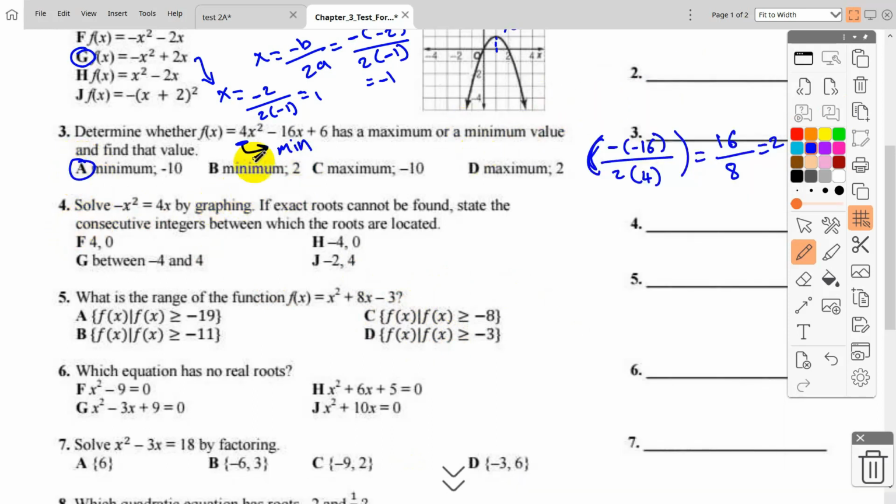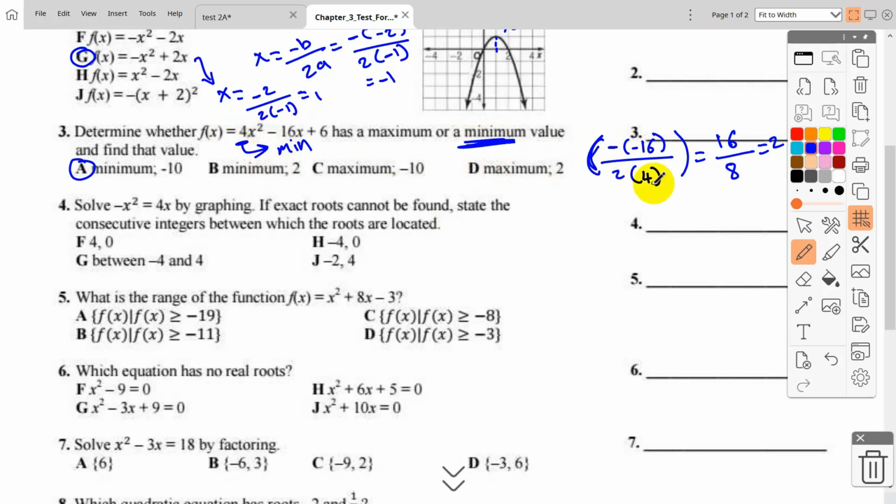Remember, in order to know whether we have a minimum or maximum value, look at the coefficient of x squared. If it's positive, we have a minimum value. So the coefficient of x squared was positive 4, then we will have a minimum value. In order to find this minimum value, first you have to find the x coordinate of the vertex, which is negative b over 2a. Negative b is negative 16, so negative 16 over 2.